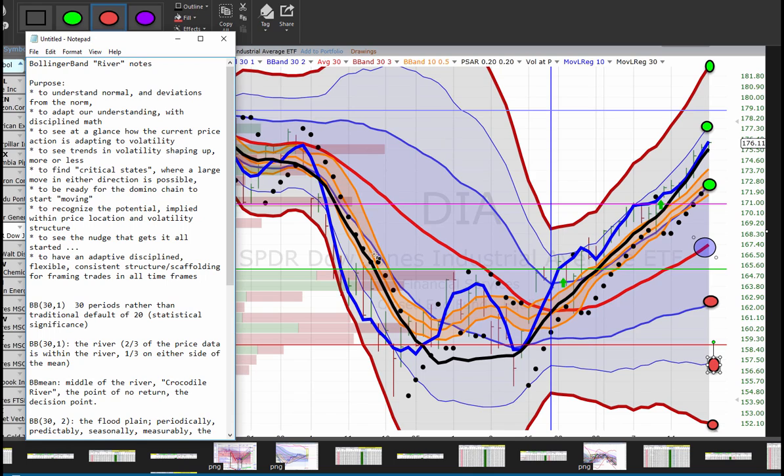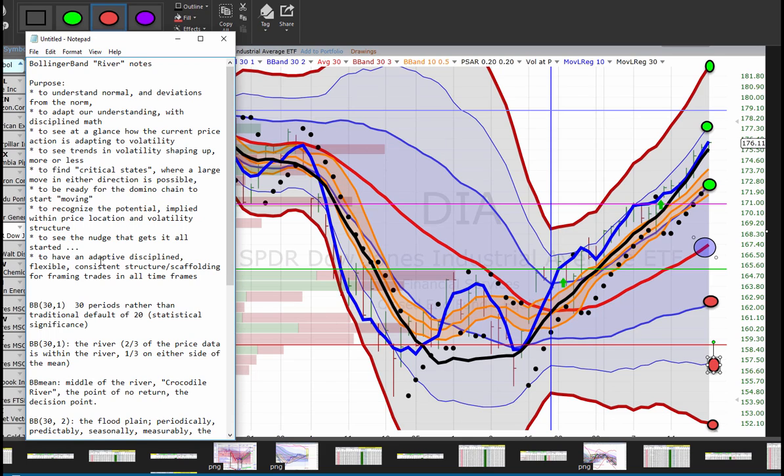And then critical states like the dragon being outside of the river and swimming from one side to the other, and then just marching right along the edge of the river, to recognize the potential and implied moves within price location and volatility structure. So a price that has diverted from the mean and moved all the way down to Z minus 3 has an implied move back to the mean.